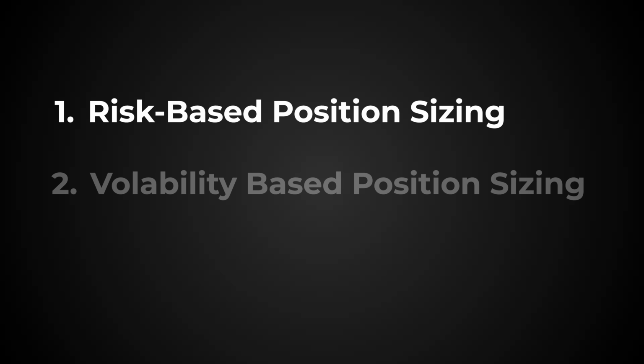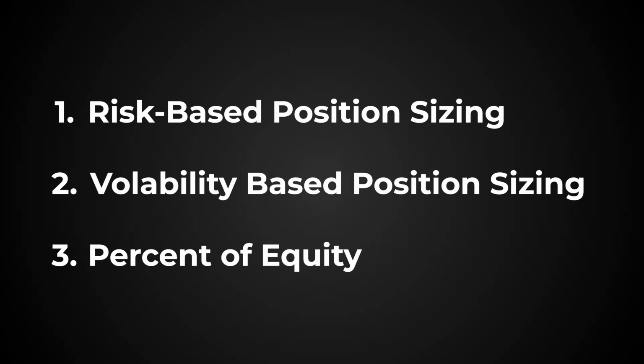The second one is volatility-based position sizing, and that's where you explicitly link the size of your position to the volatility of the stock that you're trading. Now this sounds like a good idea because high volatility stocks are theoretically higher risk, and low volatility stocks are theoretically lower risk. And the third position sizing model is percent of equity. Percent of equity simply means you take your equity allocation for that system and you divide it up into even chunks. So for example, you might put 5% of equity into each trade for a given system.